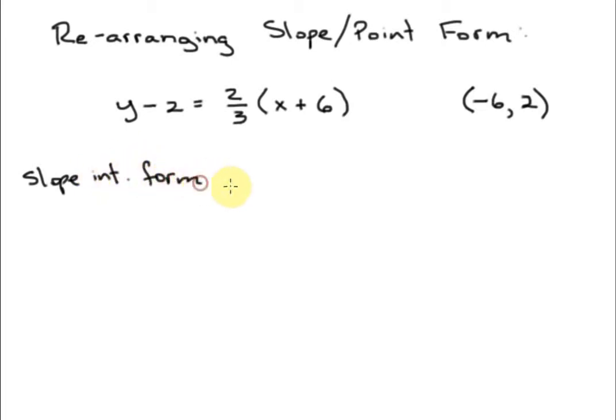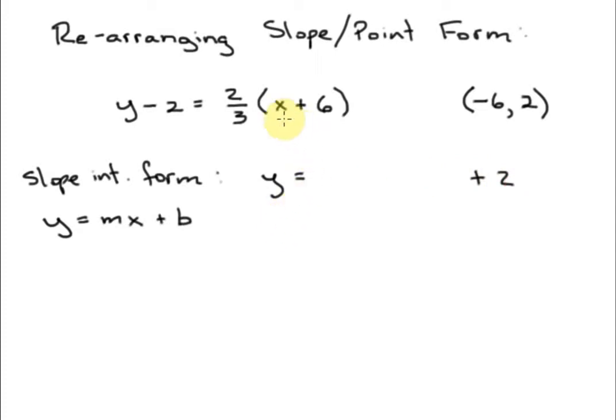Okay, well, slope-intercept form looks like this. It's y equals, then I have the slope times x, and then a y-intercept. So that's what we're shooting for on this one. So let's start off. I'm going to add 2 to the other side. Okay, so there's going to be a +2 over here.